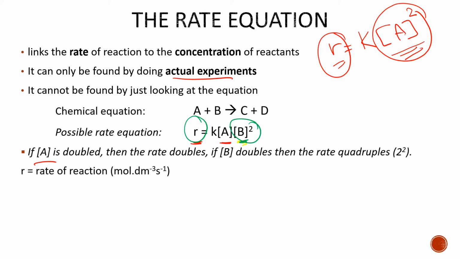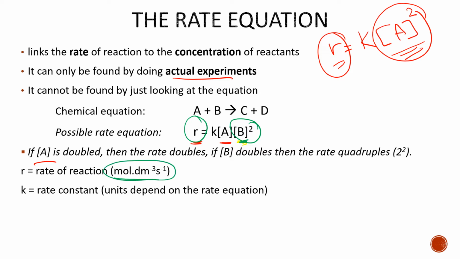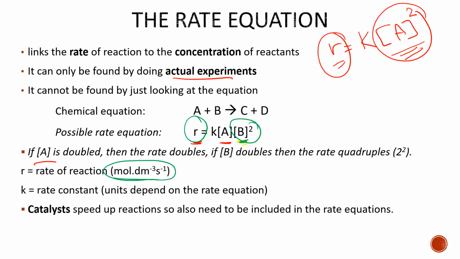R, which is the rate of reaction, has units reflecting concentration per time. We have K, which is the rate constant. Its units depend on the rate equation, and we'll study in the next slide how we can predict its units. Catalyst, of course, speeds up the reaction, so it is very important to include it in the rate equations. We have just mentioned something about the order of the chemical reaction.